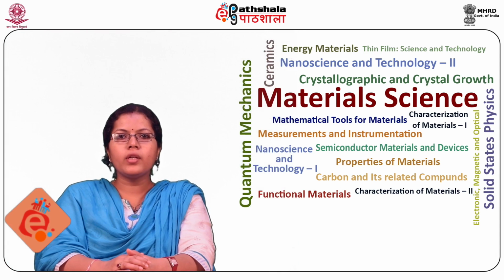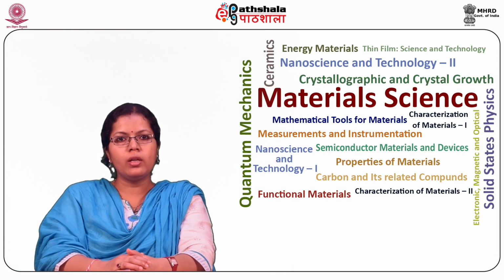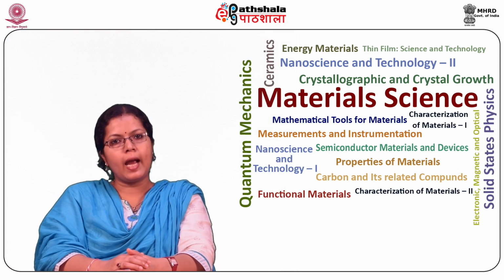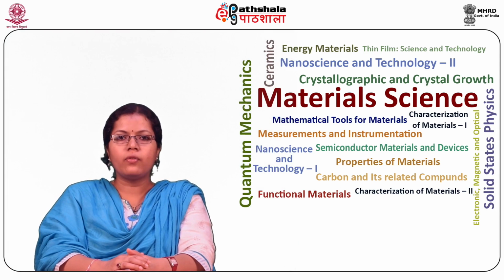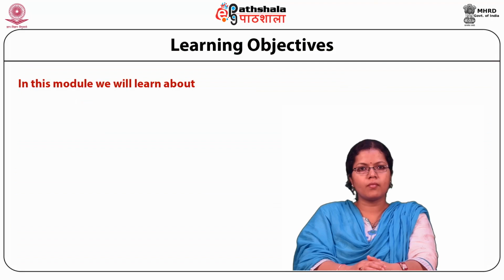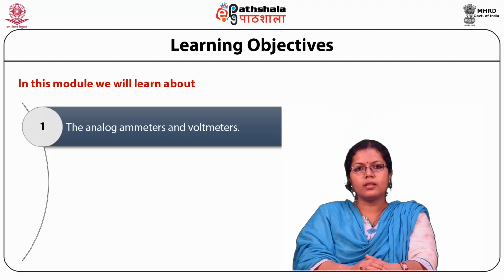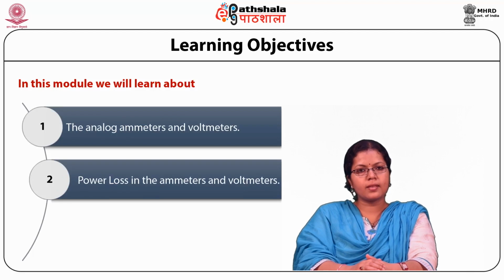Today we are going to discuss the module Analog Ammeters and Voltmeters from the paper Measurements and Instrumentation. From this module, students will get to know about the following topics. First, we will study the analog ammeters and voltmeters. Next, we will study the power loss in the ammeters and voltmeters.